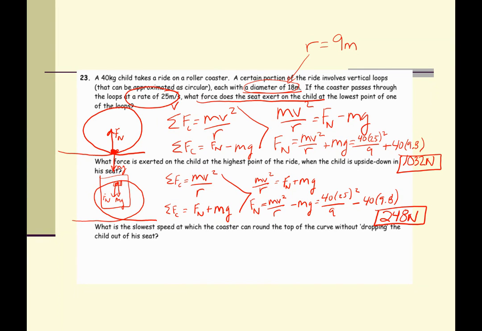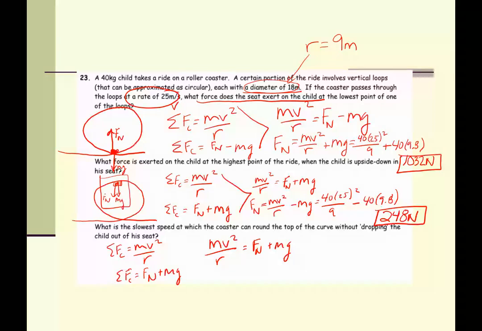So what ends up happening is we take our equation, our sum of forces equals mv squared divided by r. And our sum of forces, we're at the top, so that's equal to normal force plus mass times gravity. And so we end up getting mv squared divided by r equals normal force plus mass times gravity. But here's the kicker. At this point, the minimum without dropping the child, that means that my normal force has become zero. It's become non-existent at the point where the child starts to drop.